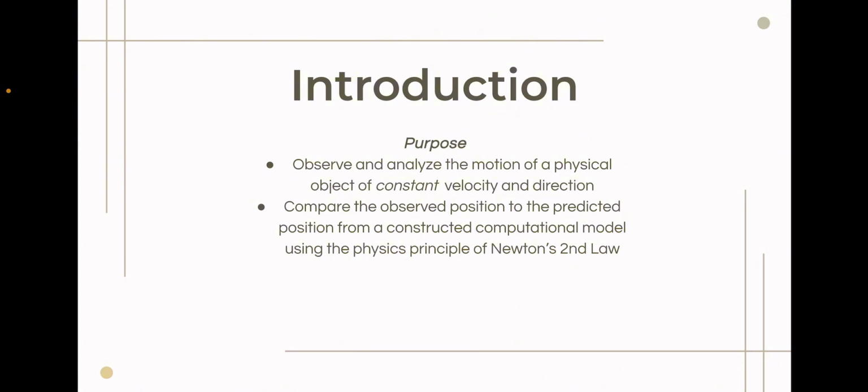Hi everyone, my name is Elisa Lorenzo, and today I will be presenting on the Physics 2211 Lab 1, which is about constant velocity. The purpose of this lab is to observe and analyze the motion of a physical object, which has to be at constant velocity and direction. We also want to compare the observed position to the predicted position, which we obtained through creating a constructed computational model, and we'll also be using the physics principle of Newton's second law.